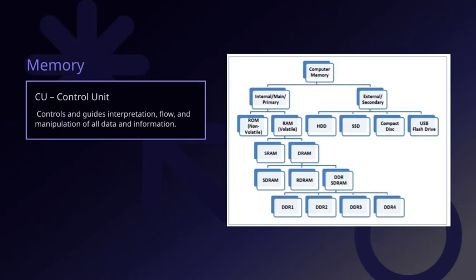Let's take a closer look at how the control system works. Controls and guides are essential because they determine how all the data and information are interpreted, how the flow is managed, and how the data can be manipulated. Think of it as the brain's command center, making sure everything runs smoothly. The control unit, or CU, is at the heart of this process. It directs operations, telling the memory what to do and when to do it. Memory, on the other hand, stores the data and instructions needed for processing. Together, these components coordinate to ensure that the system functions efficiently and accurately, supporting the overall goal of seamless data handling and processing.